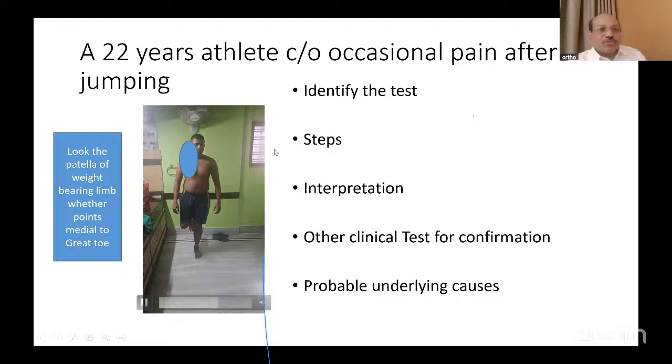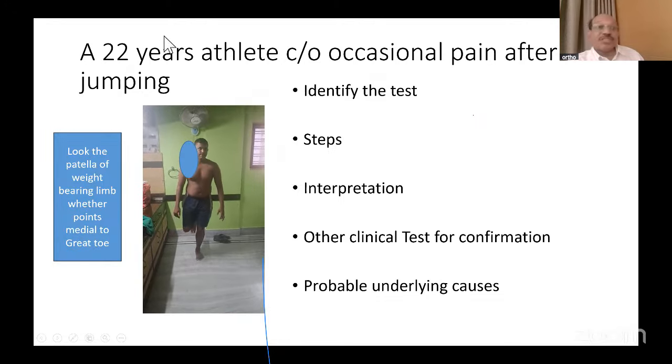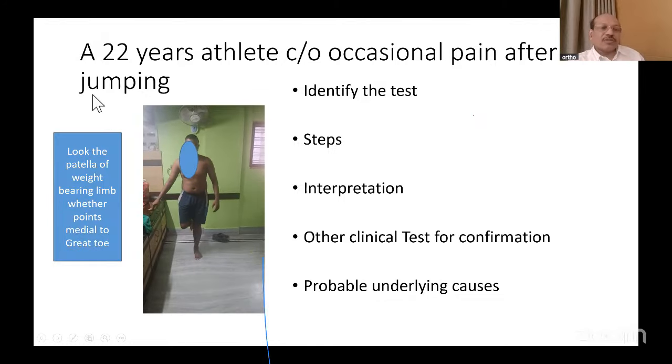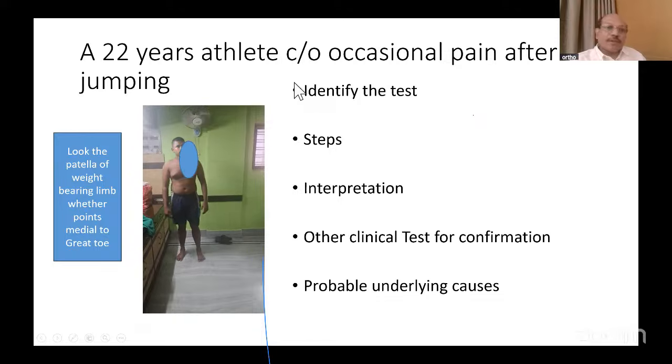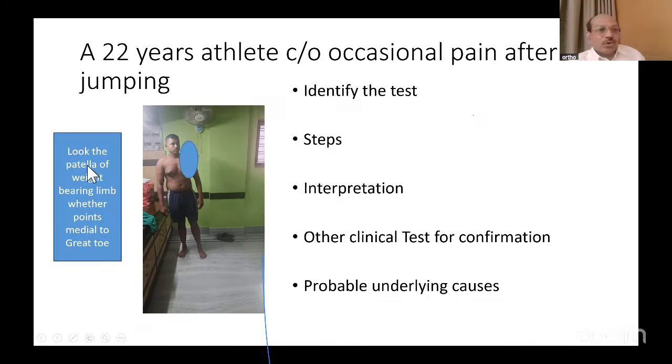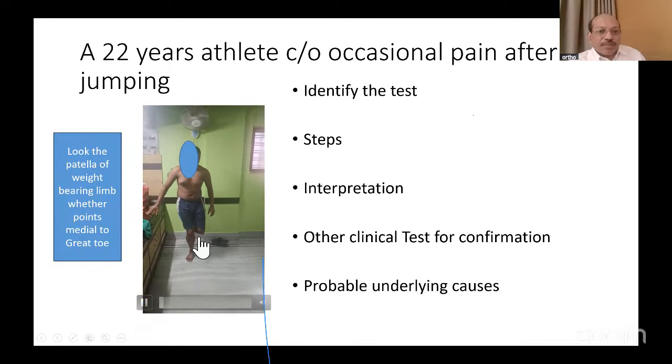Now, what are the points to be checked? This again is a 23-year-old athlete complaining of occasional pain after jumping. There is no complaint of pain on the lateral side, but the patient is complaining of pain after jumping. So, what are the points to be checked? Look at the patella. So check again. You have to check the direction of the patella and the direction of the great toe.